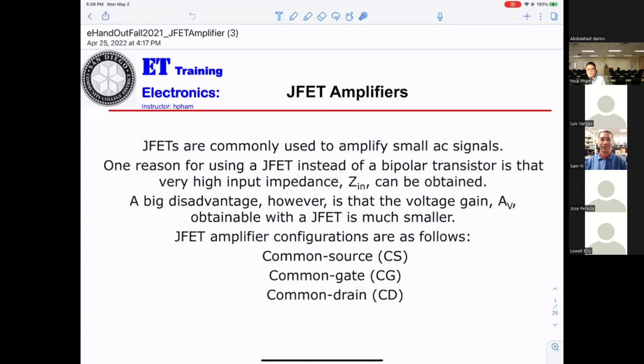So you get three, same thing as the bipolar. In the JFET, you get common source CS, common drain CD, and common gate.